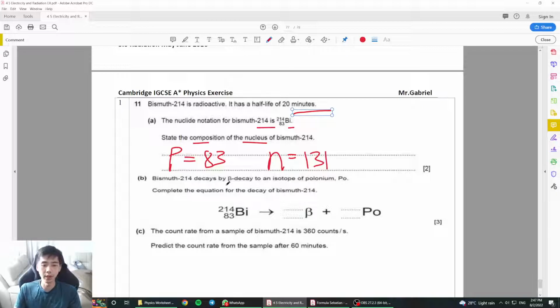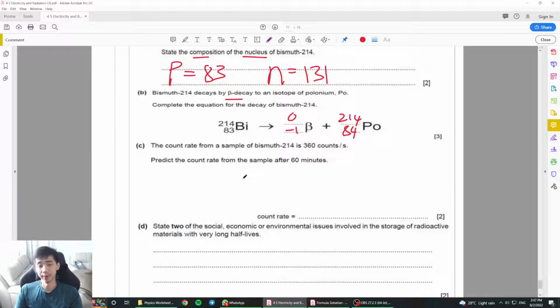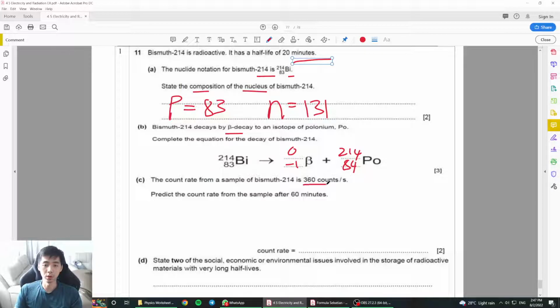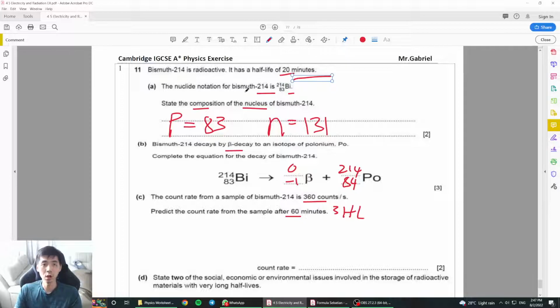Bismuth 214 decays by beta. Beta is 0, -1, so it's 214 and 84 here. Nothing much to explain. The count rate from a sample is 360 counts per second. Predict the count rate after 60 minutes. The half-life was 20, right? So there's 3 half-lives here. Is there any background radiation? No. So I just decay this straight away.